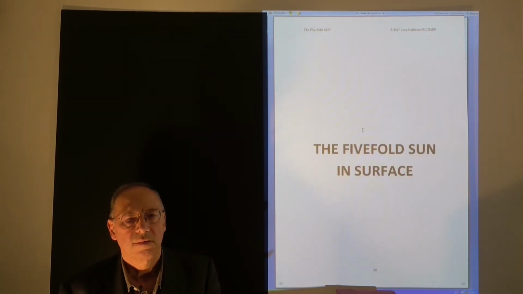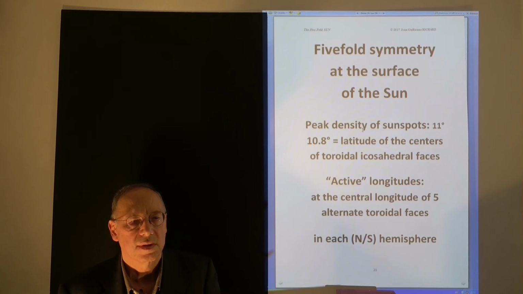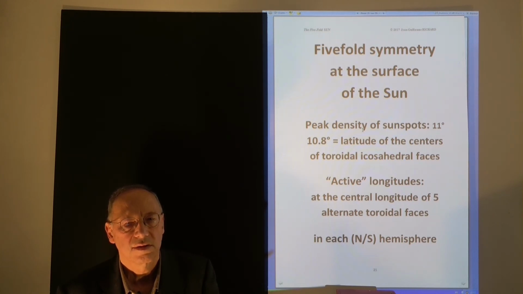We now investigate the possibility of fivefold symmetry also at the solar surface. It is found in the distribution of sunspots and activity centers. Indeed, the peak density of sunspots is found at 11 degrees, and 10.8 degrees is the latitude of the center of a toroidal icosahedral face in the suggested concentric icosahedron for the Sun.